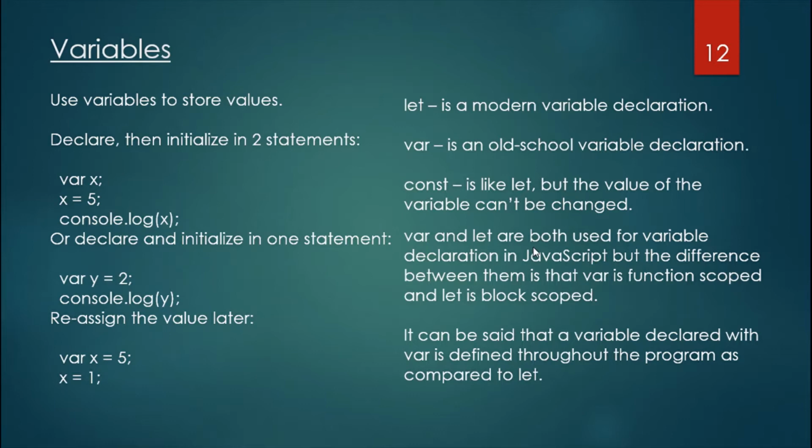Now var and let are both used for variable declaration in JavaScript, but the difference between them is that var is function scoped and let is block scoped. We can say var is a global declaration. Everywhere we can use the var keyword, but if we use let, it will work only in that block or in that particular function. It can be said that a variable declared with var is defined throughout the program as compared to let. That is what we define.